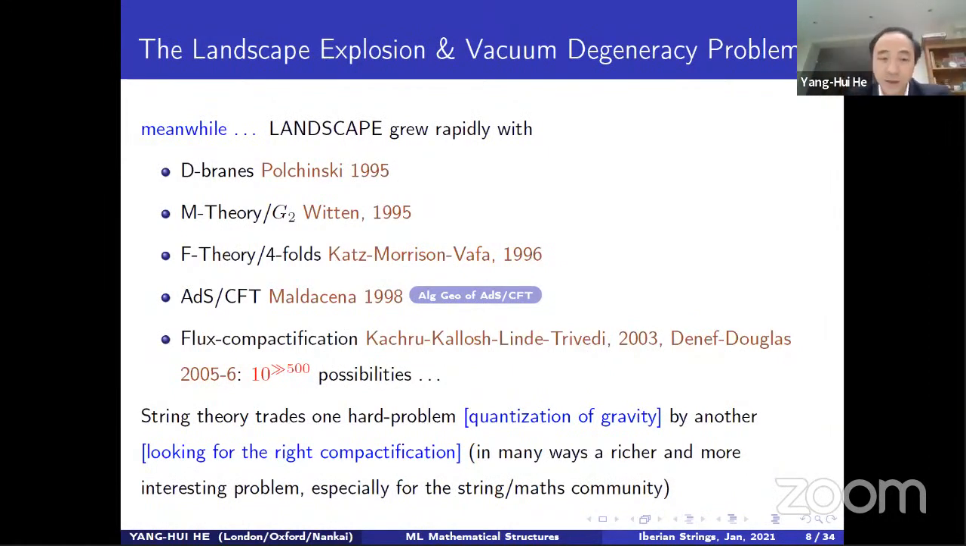So in some sense, string theory trades a very hard problem, the quantization of gravity and the incorporation of particle physics, for another very hard problem, which is how to write down the right compactification. That's the vacuum degeneracy problem. In a way, to me personally, I find the second problem much more interesting, because this gives more dialogues with mathematicians and computer scientists in every branch of scientific endeavor.